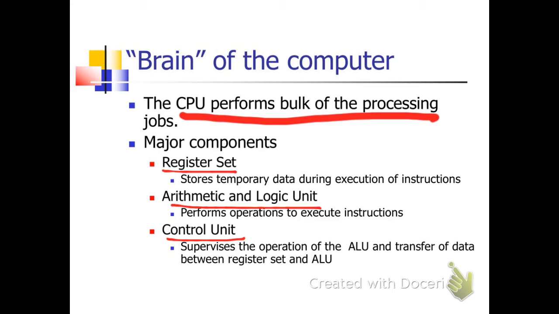Next we have the ALU, which you are familiar with. The arithmetic and logic unit is responsible for executing the instructions, for performing operations like addition, subtraction, comparisons, and so on. So the ALU is the one who performs these. And to control all this, that is, what instruction is to be executed or data from which register is to be brought, this is controlled by the control unit. The control unit supervises the operation of the arithmetic and logic unit and also supervises the transfer of data between the register and the ALU.